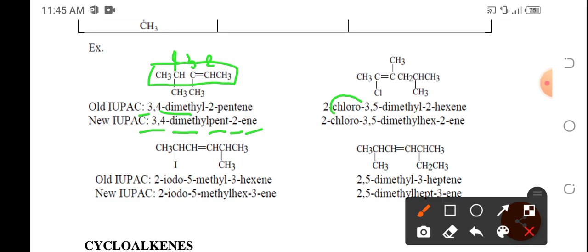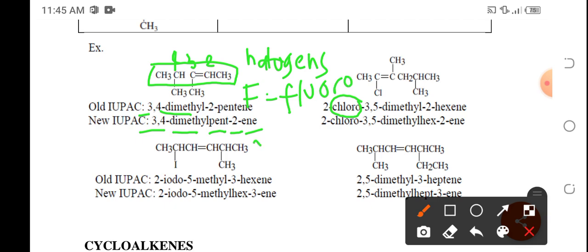But may chloro tayo dito because sabi ko kanina, sabi ko dun sa previous video, that halogens could be treated as a substituent. So ano yung mga halogens natin? Halogens. So you have F for fluorine, and it would be named as fluoro. Take note of the spelling. Chlorine will be named as chloro. Bromine will be named as bromo.